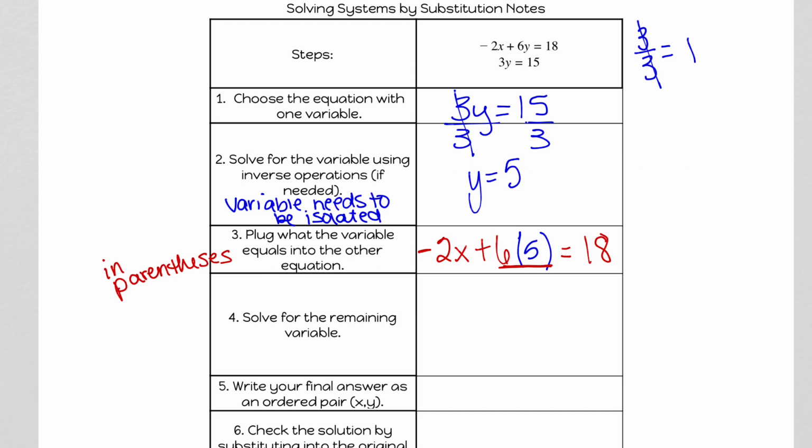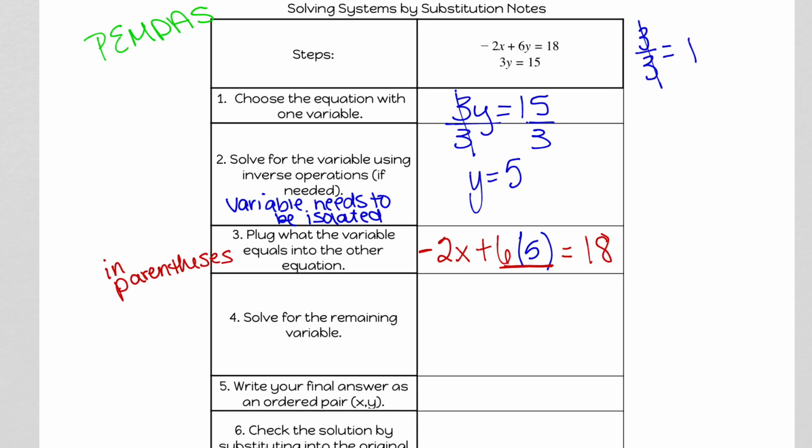And just a reminder, we are going to be using PEMDAS. So it is parentheses, exponents, multiplication, division, addition, and subtraction. And this is our order of operations.